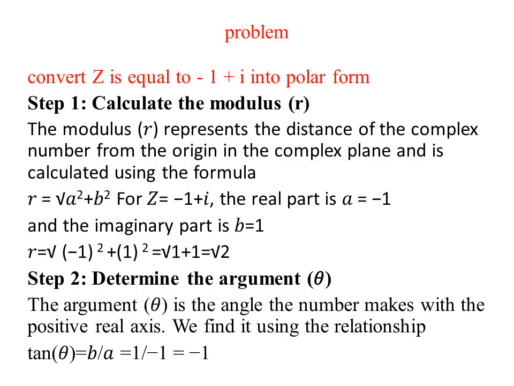The argument theta is the angle the number makes with the positive real axis. Therefore we find it using the relationship tan theta is equal to b by a, that is equal to 1 by minus 1, that is equal to minus 1.